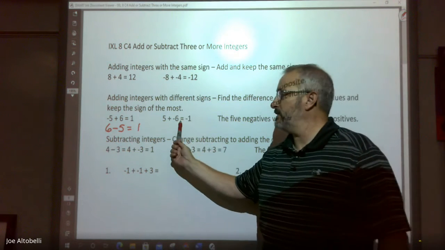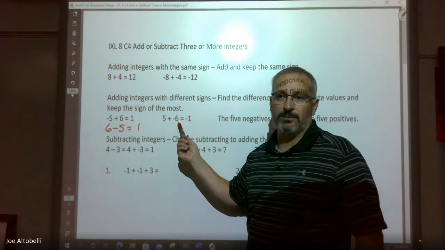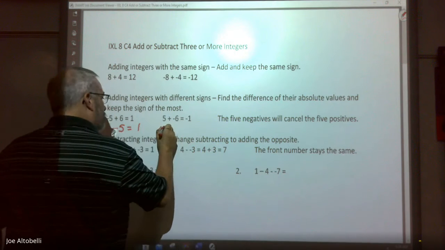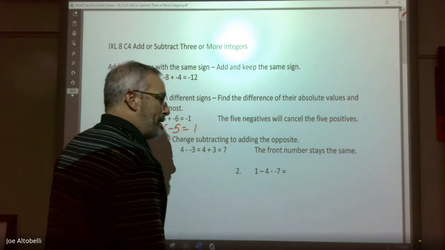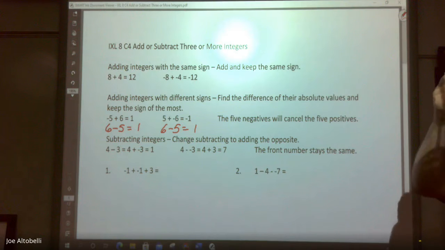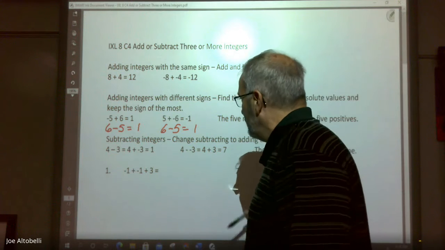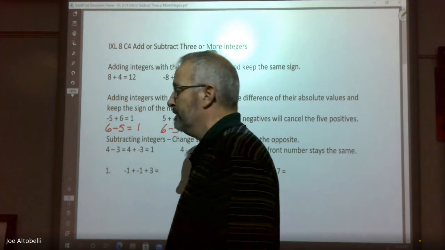When we look at the next one, again, absolute value of 5 is 5, absolute value of -6 is 6. So I want to go, again, 6 minus 5 is 1. I have more what? Positives or negatives? Negatives. So you have to remember to come back and say, oh, that's a -1.